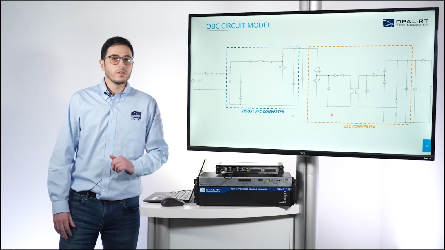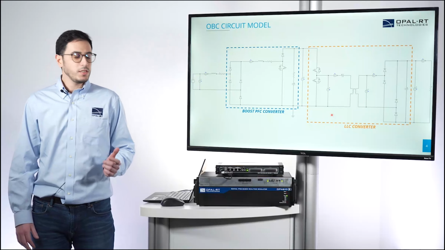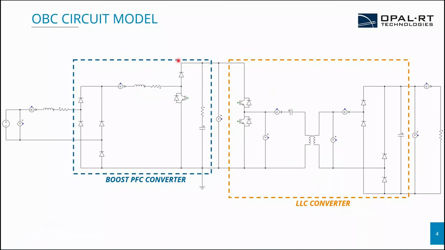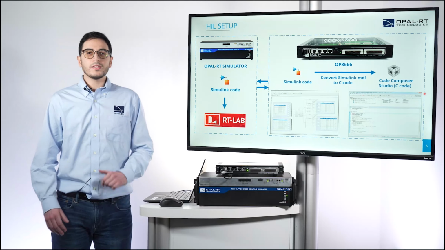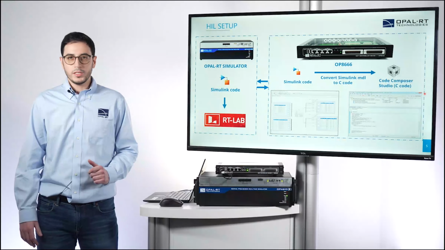the vehicle. The OBC first stage is usually a boost PFC converter, also known as power factor converter, and the second stage is the LLC converter, which is directly connected to the electric vehicle battery pack. In this case, we can see that the output of the LLC converter is connected to a resistor, which is representing the battery. Let's have now a look to our HIL setup.